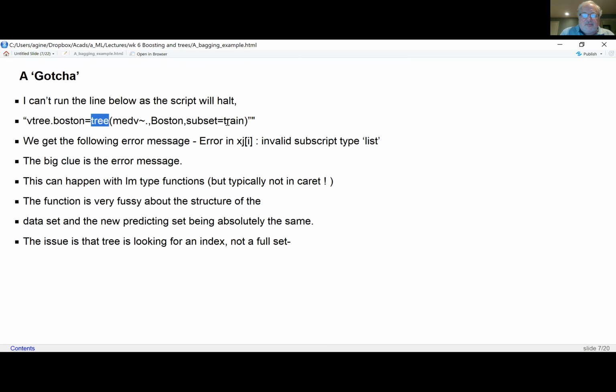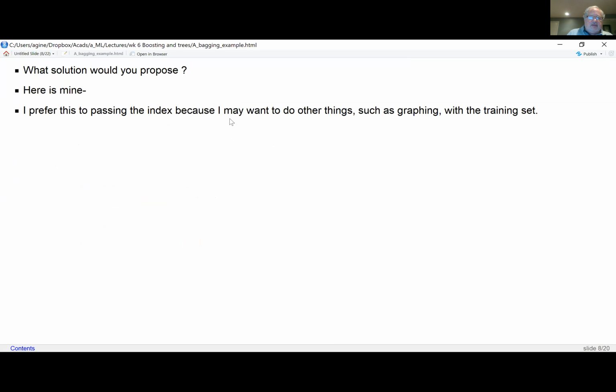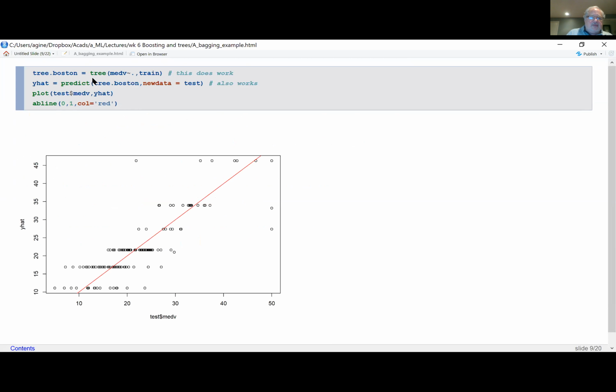And this is typical for lm, but it doesn't happen in caret. The function, what it really wants when it says subset, is an index. It wants the index of the subset. So that's the problem, and it's easy to solve. I don't like to give it an index in case I want to do other things with the training set. So the solution I have is I use the tree function.